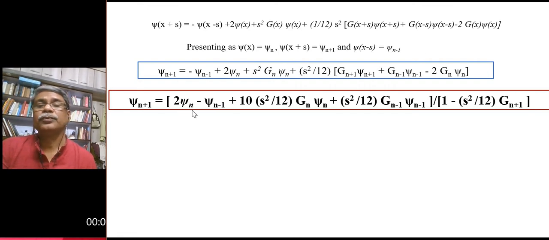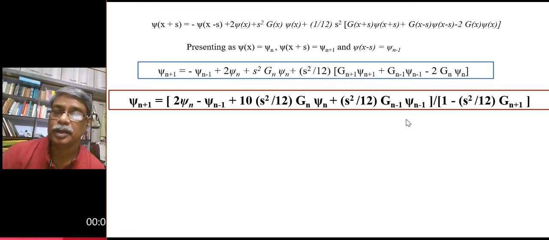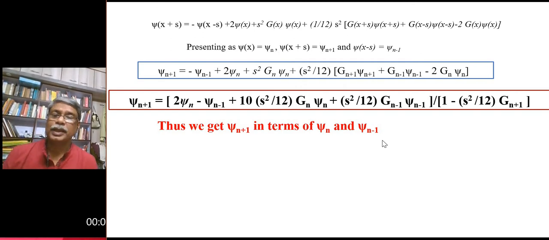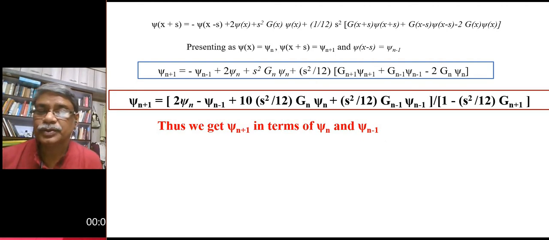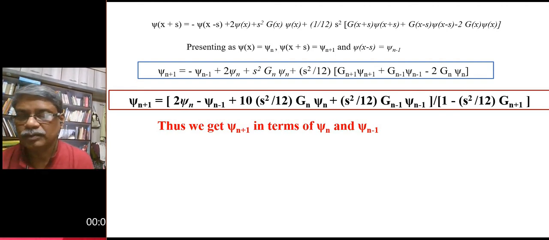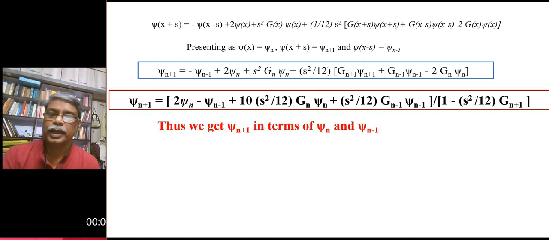Now you can easily check that on the right hand side, psi n is there, psi n minus 1 is there, but no psi n plus 1 or higher term are there. That means we can say that we have got psi n plus 1 in terms of psi n and psi n minus 1. That means psi at a given point I get if the previous consecutive two psi values are available. So for psi 1 and 0, if they are available, then I can evaluate psi 2 and so on.